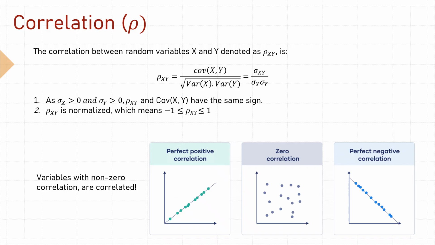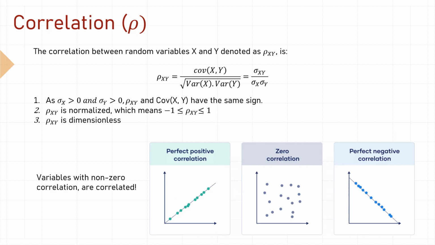A correlation score of 1 indicates a perfect positive linear relationship, while a correlation score of -1 indicates a perfect negative linear relationship. A correlation score of 0 indicates no linear relationship between x and y.